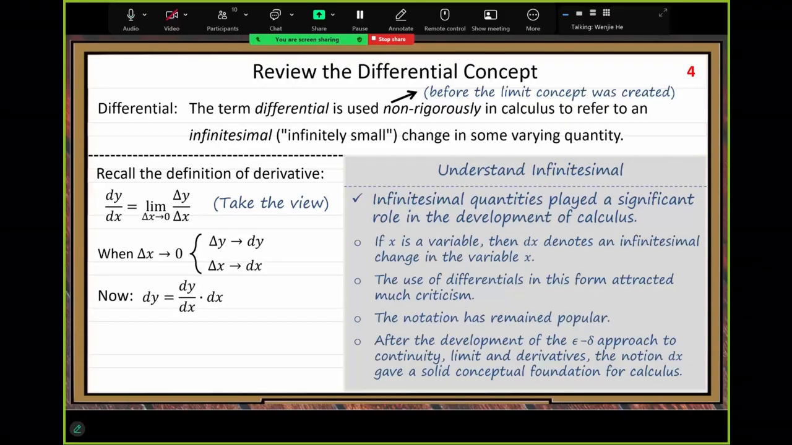Now, here is the relationship between the differential and the derivative. The differential dy equals dy over dx, that's the derivative, times dx. From the form you can see cancellation, after cancellation dy equals dy. But the meaning is different. dy over dx has its special meaning, the derivative, then times another differential dx.